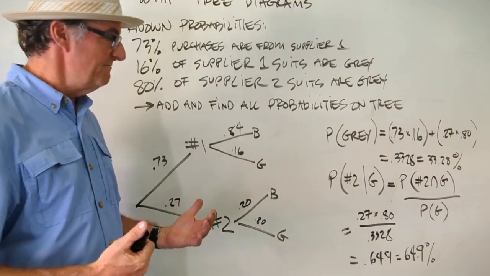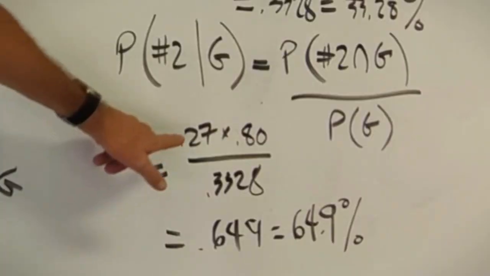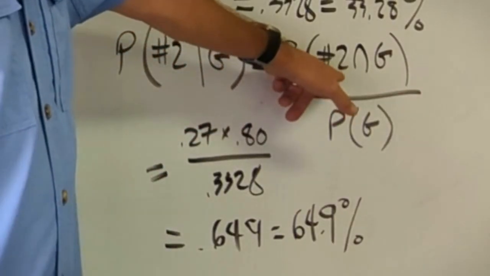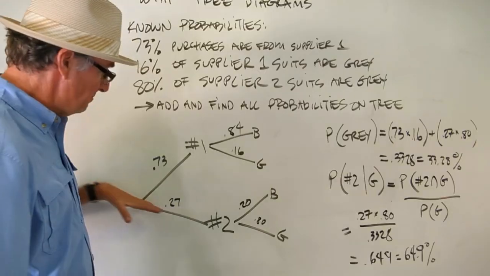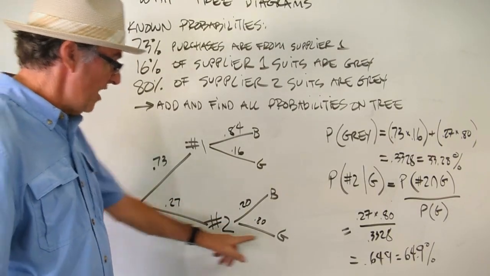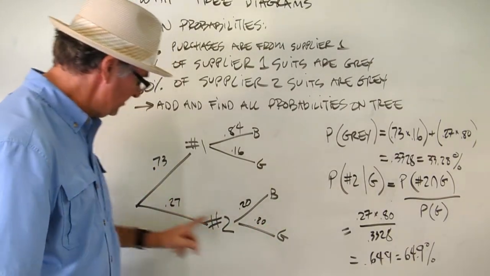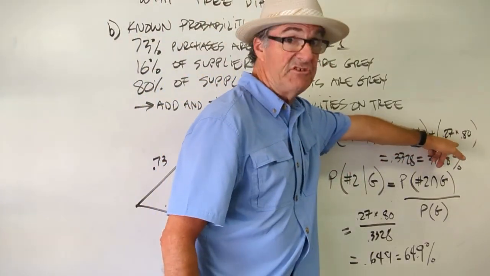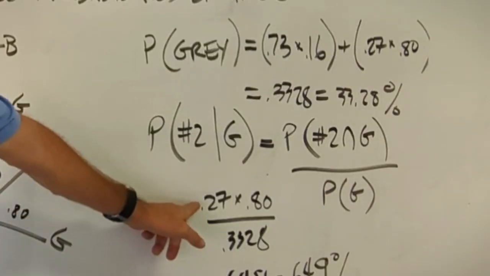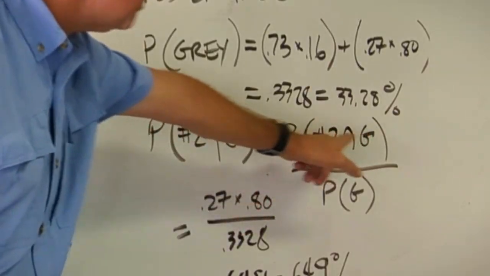Okay, let's see how you did. So what this is, it's the probability of the intersection of supplier 2 and a gray suit. So that's just this branch here. It's supplier 2 and gray suit. So that's this branch, 0.27 times 0.80. We actually did that calculation up here in the last problem. So that's 0.27 times 0.80. That's the top of the fraction.